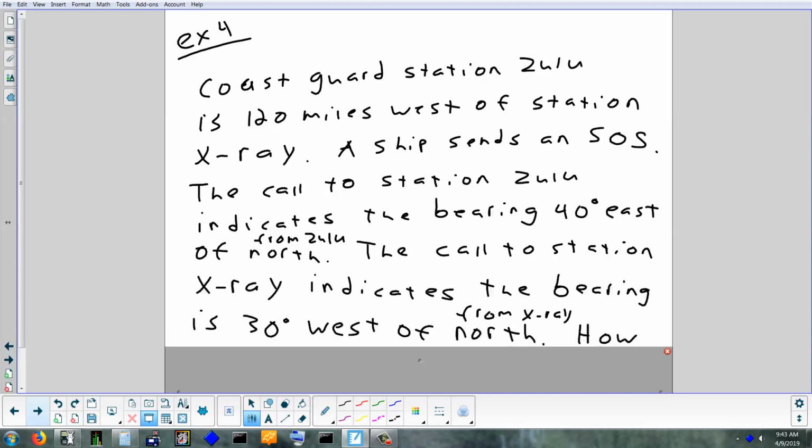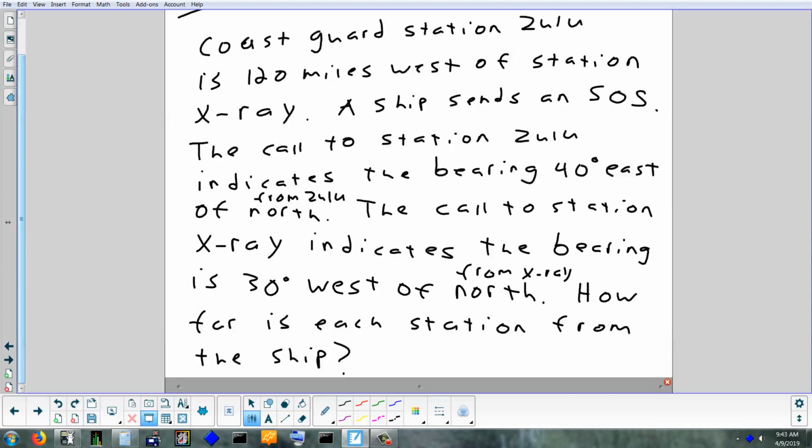Okay, the other station does the same thing. But since they're in a different spot, the signal's coming from a different direction. They see it 30 degrees west of north. So one station sees the light coming from that direction. Another station over here sees the light coming from a different direction. I want to know how far each Coast Guard station is from the boat. Okay, so the fancy word for what we're doing here is we're triangulating the position of the boat.